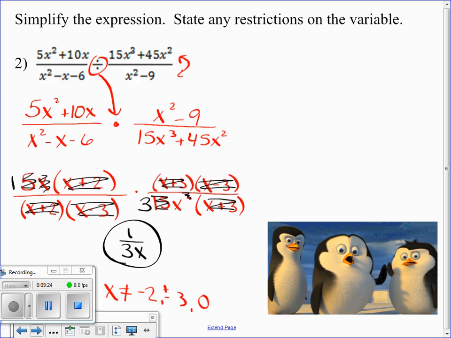That one simplified nice, didn't it? That's kind of fun when it actually goes down to something small. I hate when you do all that factoring and you're like, I can't cancel anything. Then it's just kind of depressing.